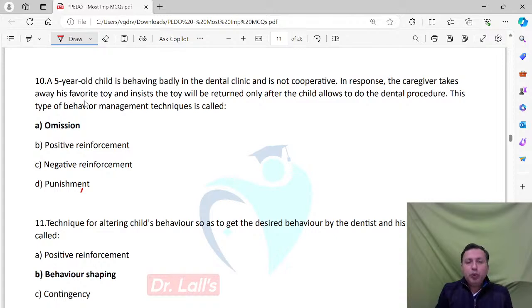In omission, I have told you that it is the withdrawal of a pleasant stimulus to decrease the probability of the behavior. The pleasant stimulus is his favorite toy or any gift or anything that he likes the most. So if the child doesn't cooperate in the dental treatment, we take the toy from the child and tell him that unless and until you get the dental treatment done nicely, only then will we return your toy. So that is called omission.